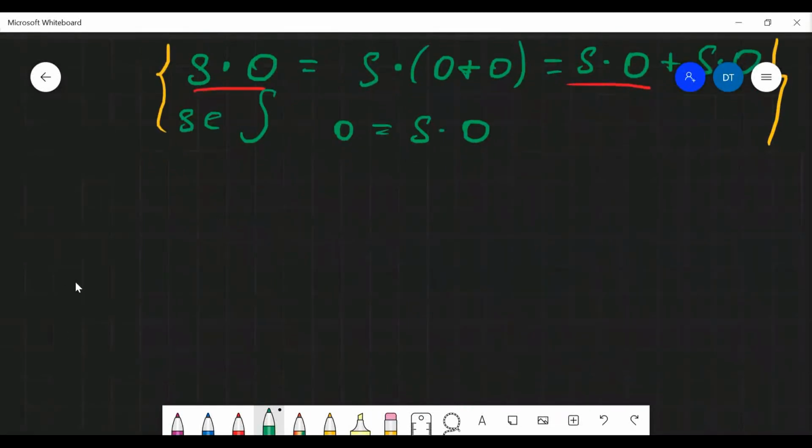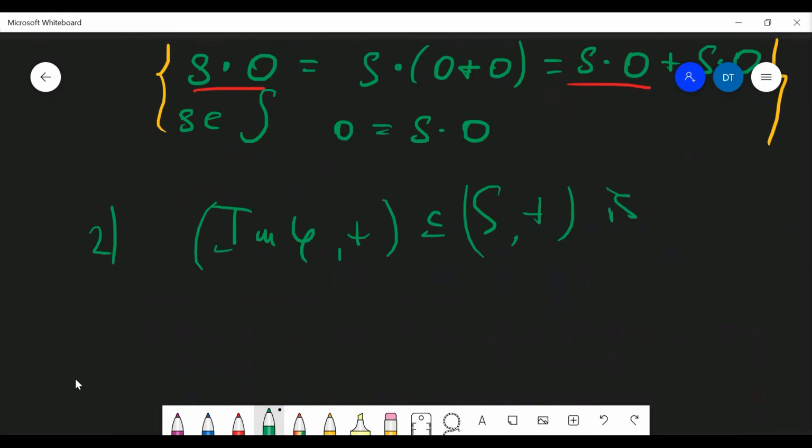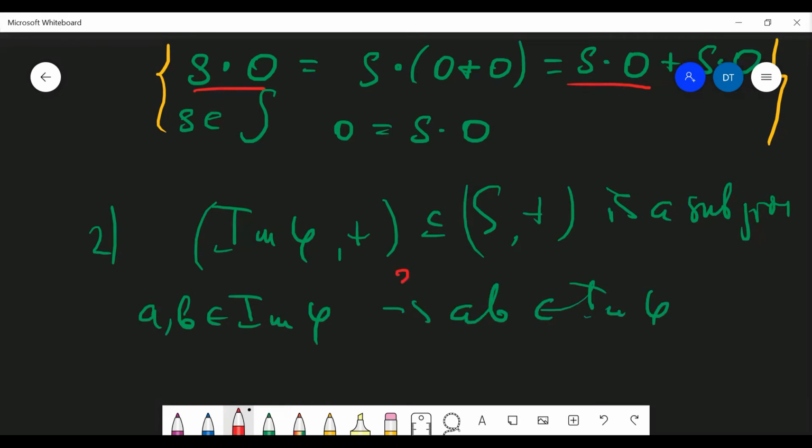So for item number 2, if we take the image of φ, because φ is a homomorphism of abelian groups, the image of φ is a subgroup. So we need to check that the image of φ is closed under multiplication. What does it mean? It means that if we take an element a and an element b from the image of φ, then the product is also in the image of φ. This is what we want to check. And we also want to check that the identity element of S is in the image of φ.